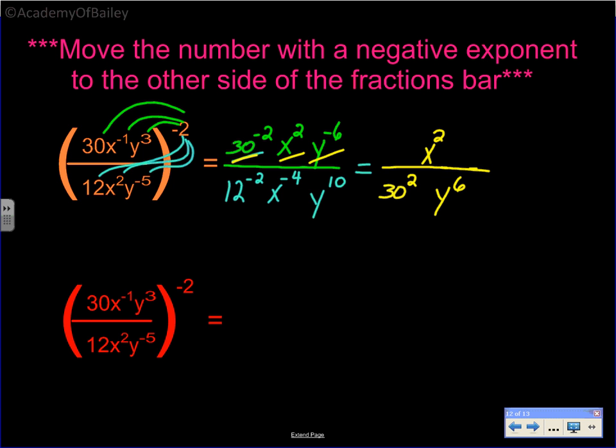Okay, now let's look at the bottom numbers. 12 has a negative 2 exponent. It goes to the top with a positive 2 exponent. And I have written it there above 30 because 12 squared and 30 squared will reduce here soon. X to the negative 4th, it's on bottom with a negative exponent. It goes to the top. And y to the 10th, it's on the bottom with a positive exponent. And since it's positive, it stays where it's at.